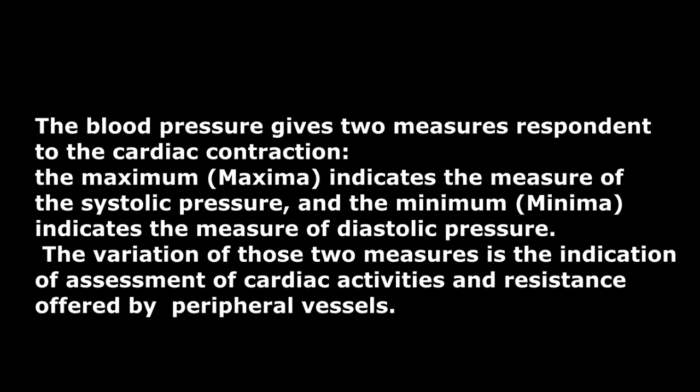The blood pressure gives two measures corresponding to the cardiac contraction. The maximum, maxima, indicates the measure of the systolic pressure, and the minimum, minima, indicates the measure of the diastolic pressure. The variation of those two measures is the indication for assessment of cardiac activities and resistance offered by peripheral vessels.